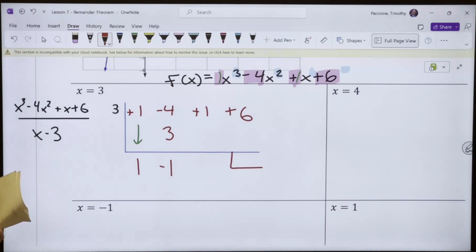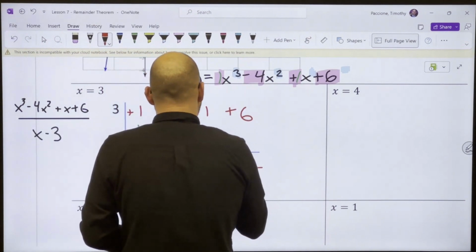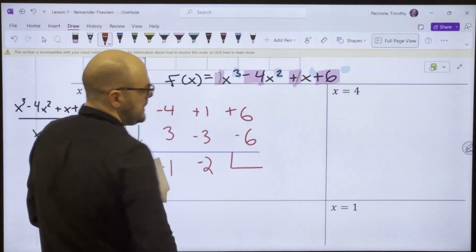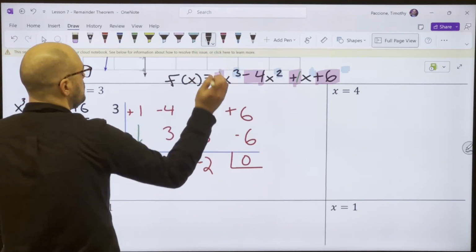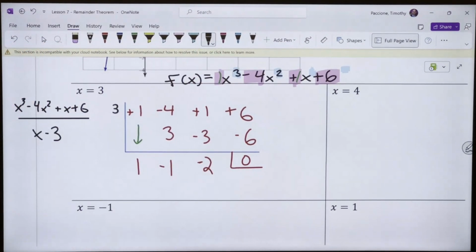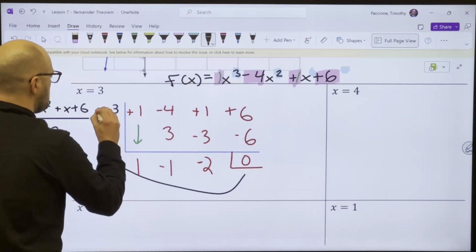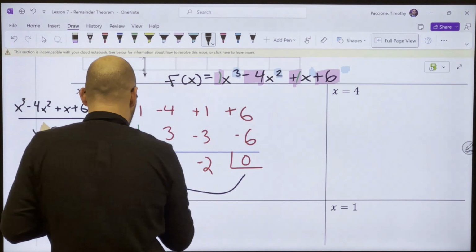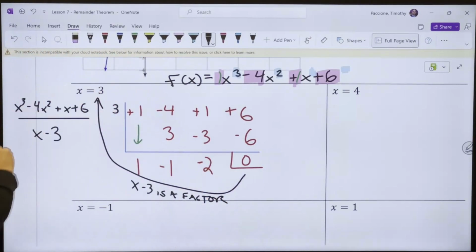3 times negative 1, negative 3. 1 plus negative 3, negative 2. And negative 2 times 3 is negative 6. And then 6 plus negative 6 is 0. So what did I just find out? There's no remainder, meaning that, yes, this is a factor. So this means x minus 3 is a factor, right? And that means that 3 is a root, and that root is an x-intercept, right? All of that is what we know when we get a remainder of 0.